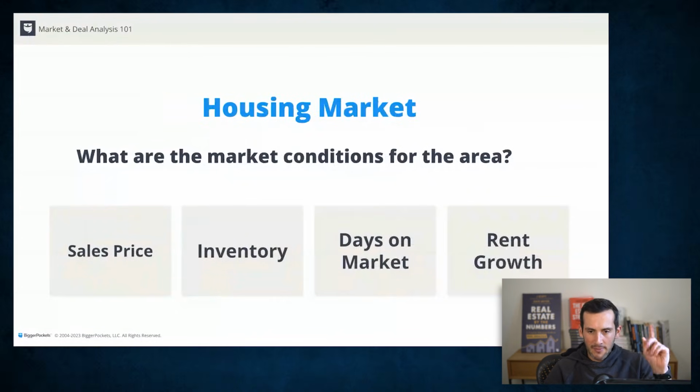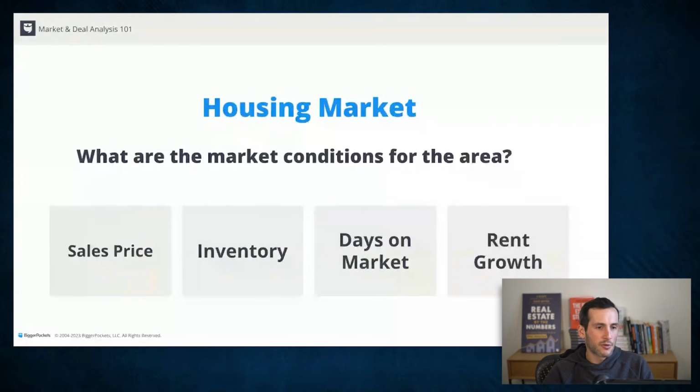Now, the second thing, remember, step one was the macroeconomics. Step two is the housing market. And we're going to look at a couple of different things here. We'll look at sales price, we'll look at inventory and days on market, which are measures of supply. And then we'll also look at rent growth, because these tell us as investors what we should bid on properties. Is it going to be hard to find properties? Will sellers be willing to negotiate? Is rent growing so my cash flow is going to increase? Those are all super important questions.